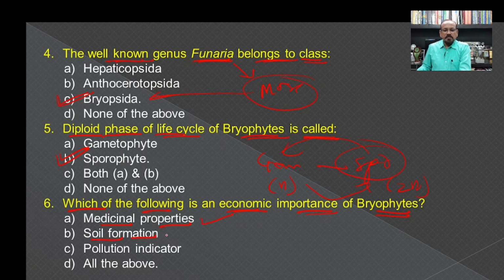Then it plays an active role in the formation of soil. In the last unit we have seen that lichen plays an important role in the formation of soil, and after formation of a sufficient quantity of soil there is development of the bryophytes. Then pollution indicator, which is also one of the functions, just like that of the lichens. Here the bryophytes also grow in such an environmental condition where there is an absence of pollution, and hence they are known as pollution indicators, and hence all of the above become the answer for this question.